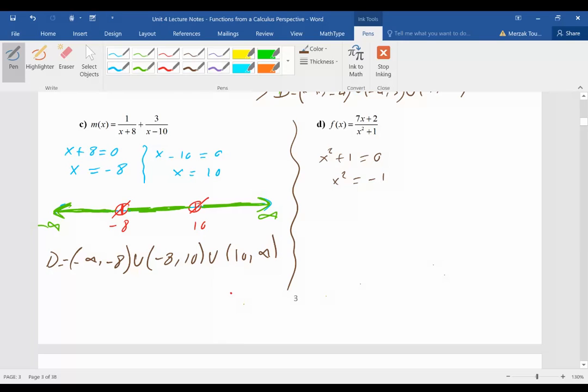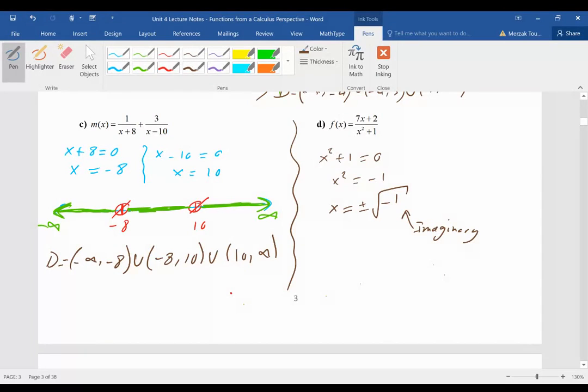But if you didn't see this, then you keep on going. So what do you do next? You say, okay, x equals plus or minus, using the square root property, so x equals plus or minus square root of -1. And then we have a problem again, because what is the square root of -1? Well, that's imaginary. And we're dealing only with real numbers, so we couldn't find any real x value such that the square of that value plus 1 equals 0.